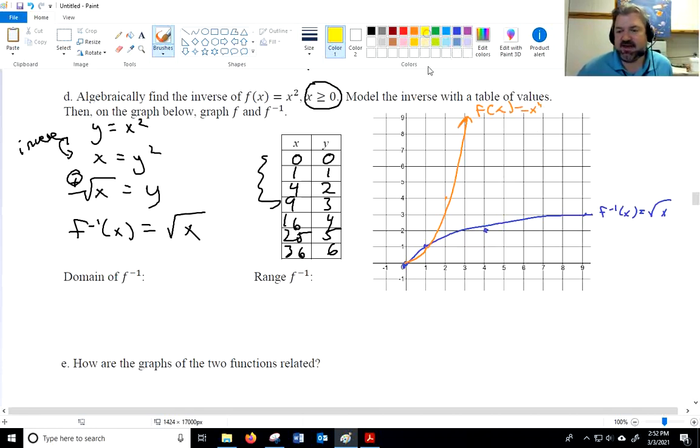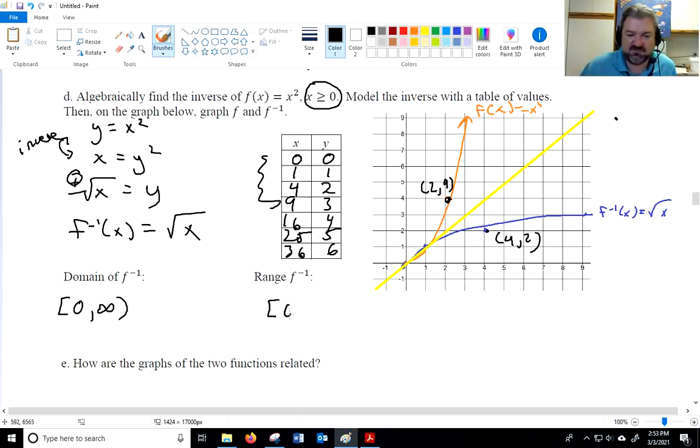You can see that they are, in fact, reflections across the diagonal line y equals x. Can you see the reflection? That's one way they're related. They're also related in that for every point on f of x, say 2, 4, the point with opposite x and y values is on the inverse, 4, 2. The domain of f inverse is x greater than or equal to 0, or 0 to infinity. And the range is also 0 to infinity.